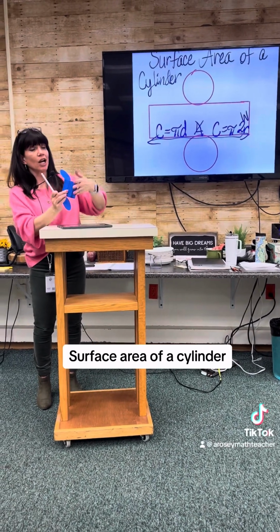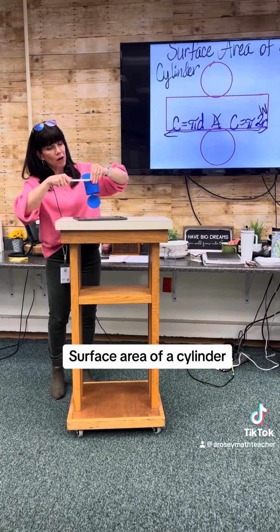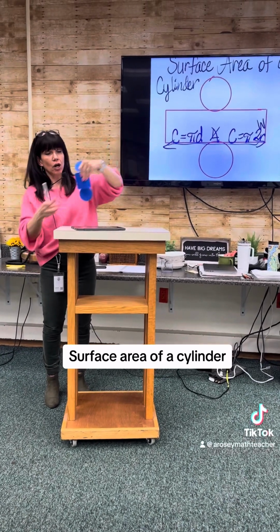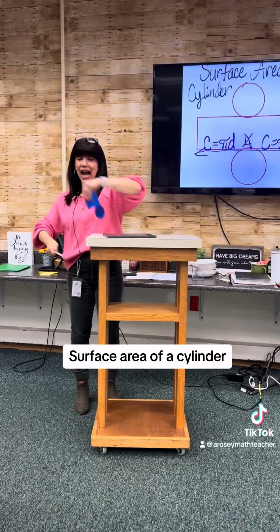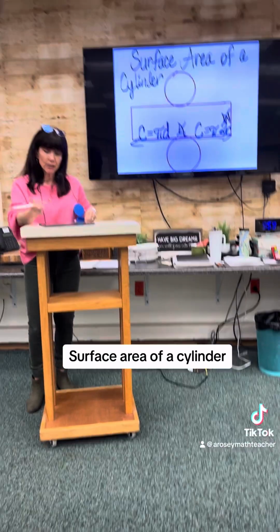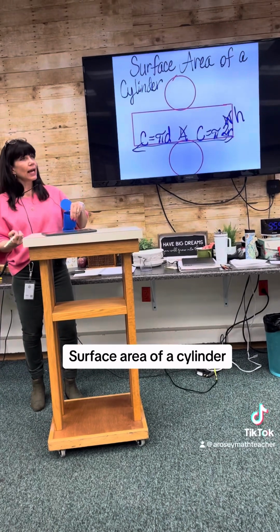Now, we reviewed a moment ago. What do you call this part of a cylinder? On the rectangle, it was width. On the cylinder, it is called what? Say the word, please. Height. So cross out your W and use an H.